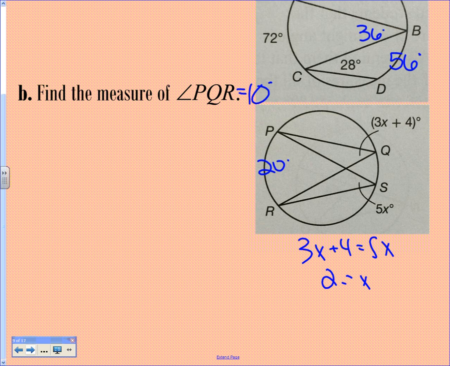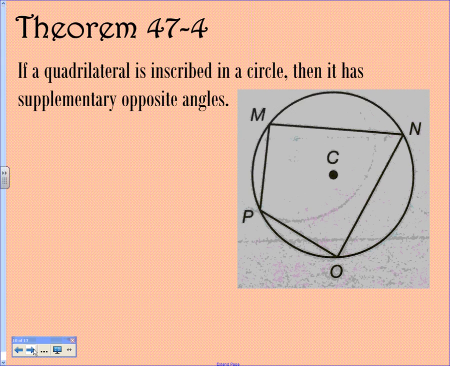Yeah, I agree. Okay, looking at another theorem. My book's at my desk, so I can't even tell you if it's the last one or not. I don't remember. It's not even on this lesson. So if a quadrilateral is inscribed in a circle, it has supplementary opposite angles.